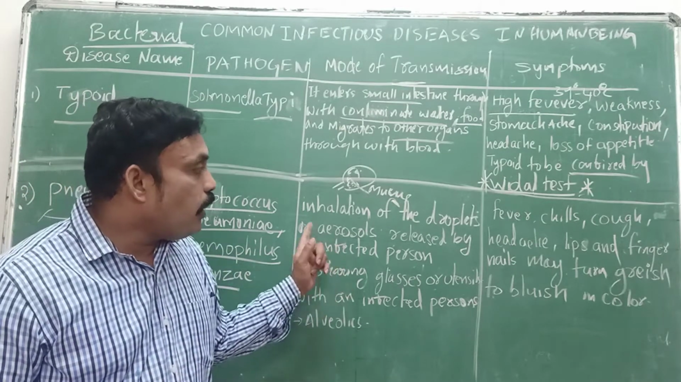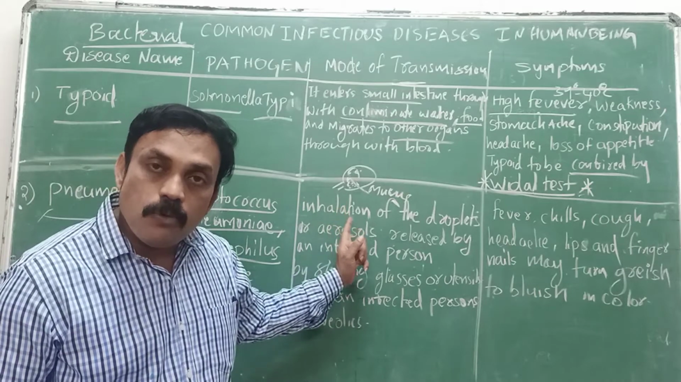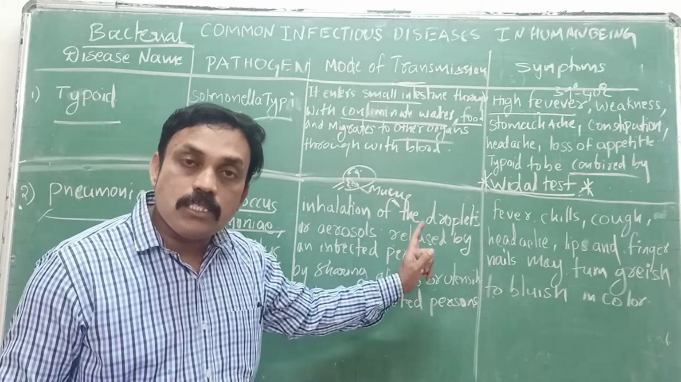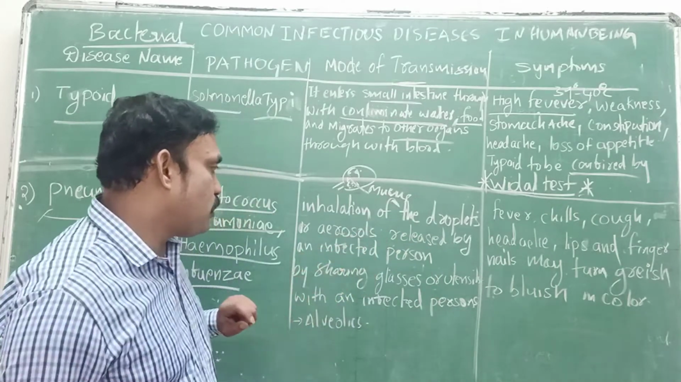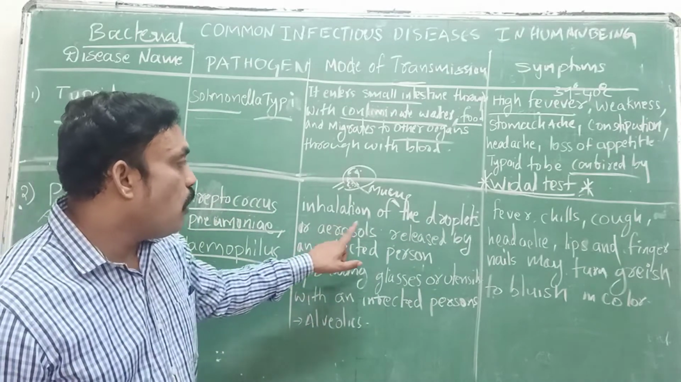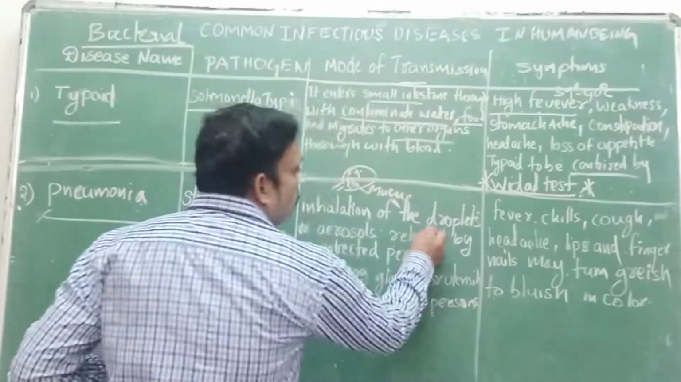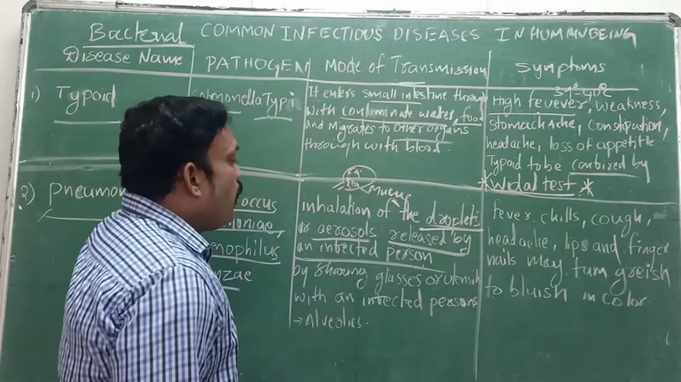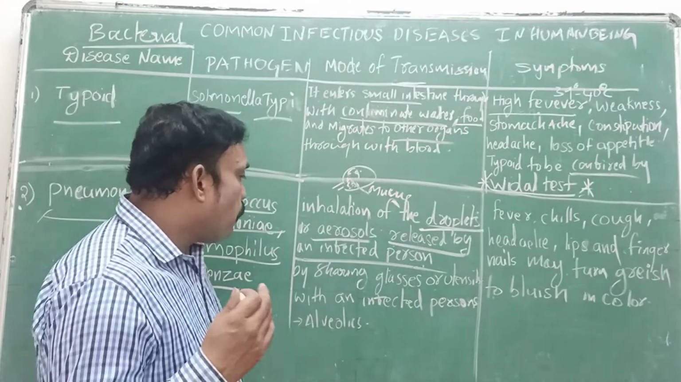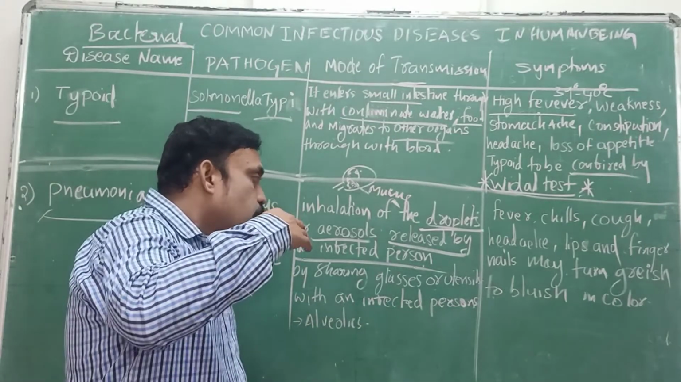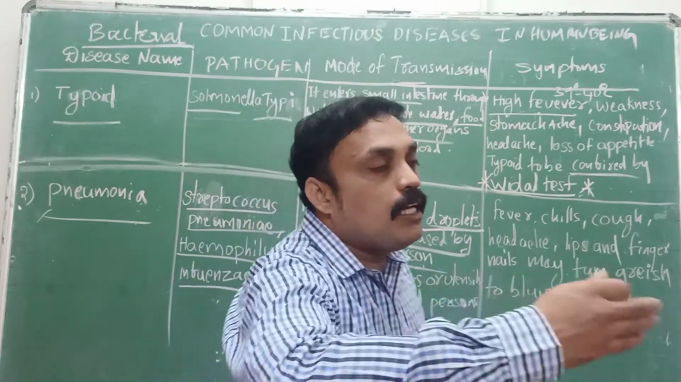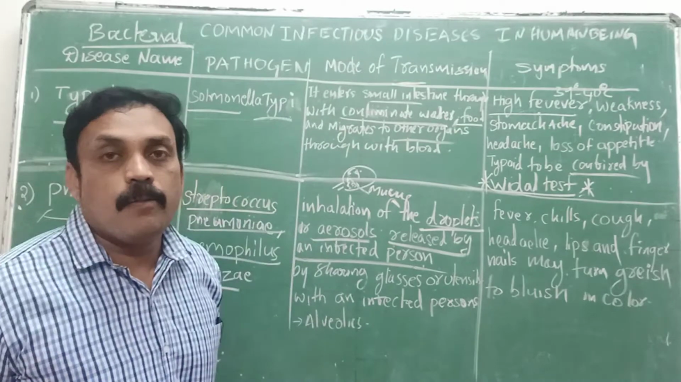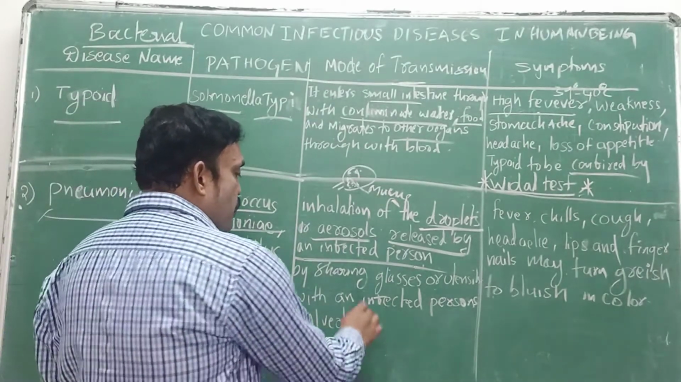Okay, that means pneumonia is transmitted by the infected person's droplets. Okay, water droplets. Droplets are aerosols released by the infected person. When another person inhales that droplet, he is also infected with what? Pneumonia. And not only that, there is one more reason.